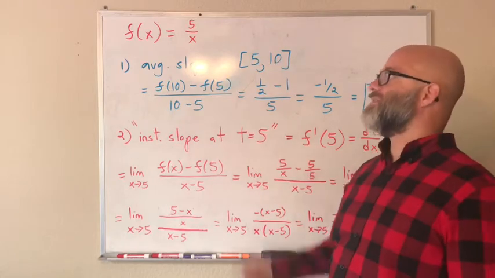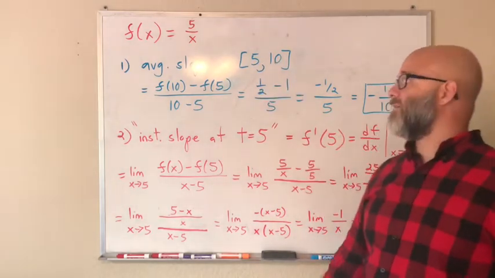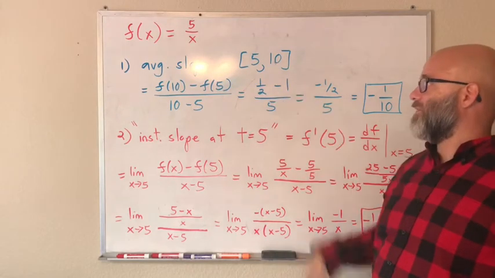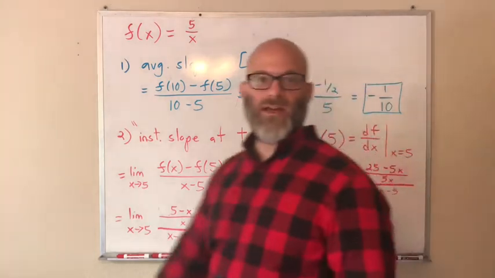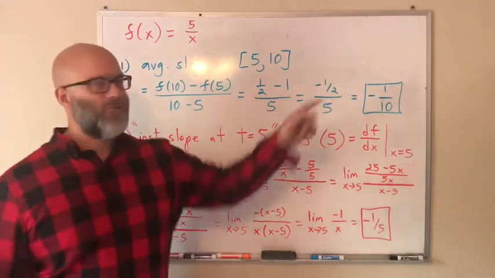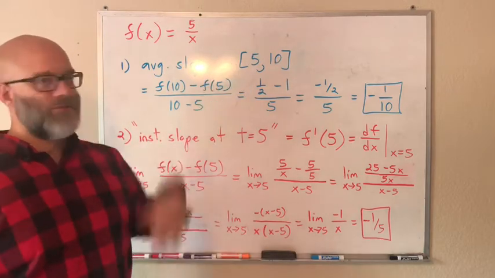What's f of 10 mean? It means stick 10 into the f function. So let's do that. And you get out 5 over 10 or 1/2. And then you stick in 5 and you get 5 over 5, which is 1. 1/2 minus 1 over 5. It's negative 1/2 over 5, or negative 1/10. That is the average slope of this function over the interval from 5 to 10.